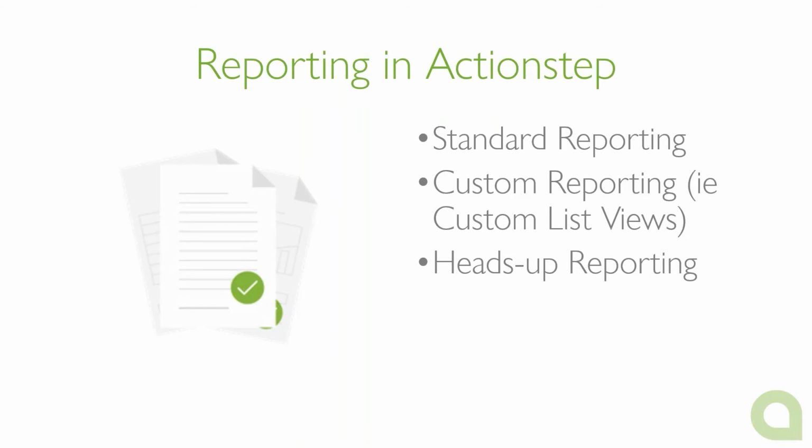So to get started, let's talk about different reporting options that exist in Actionstep. The first and most well-known is what we would refer to as our standard reporting. All Actionstep standard reports can be found under the Reports tab of your Actionstep home screen. These reports range from topics like billing, financial reports, case management, conflict checks. Much of the layout of these reports can be modified using advanced report settings.